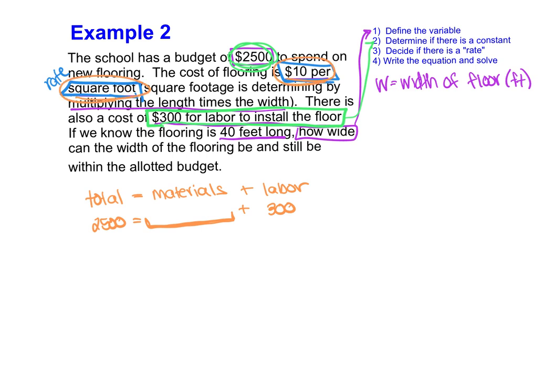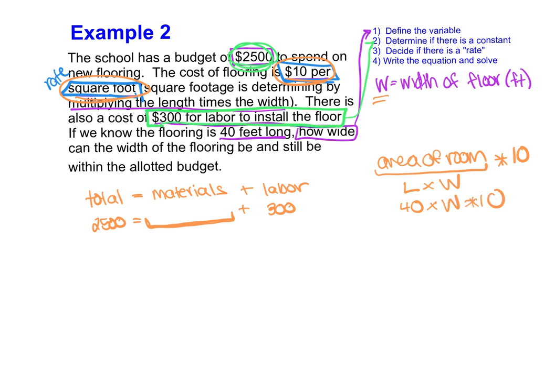So we need two components here to make this work. We essentially need to know the area of the room, because that's going to give us how many square feet we have, and then we need to multiply that by the $10 per square foot. So this one requires a little more thinking because we have to think about how we calculate the area of a room. Well, area is calculated by taking length times width. And we know one of these values. We know that length is 40, and we know that our width is our variable here, so we're going to leave that.